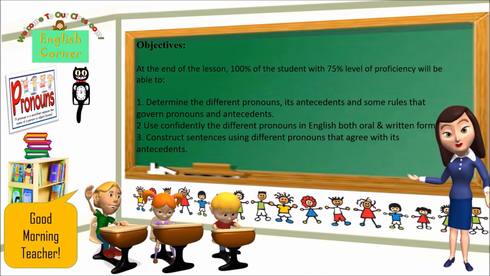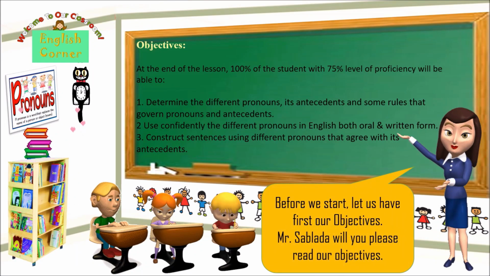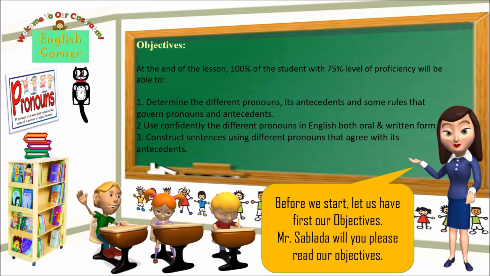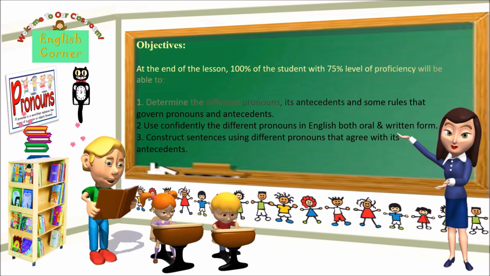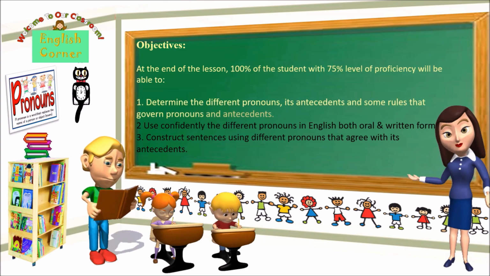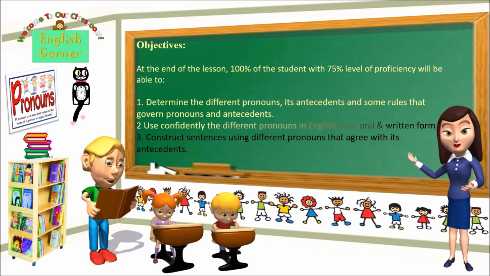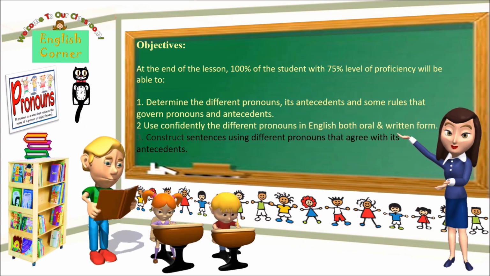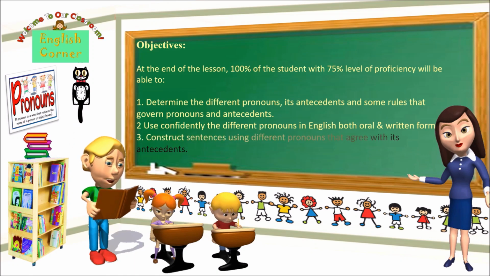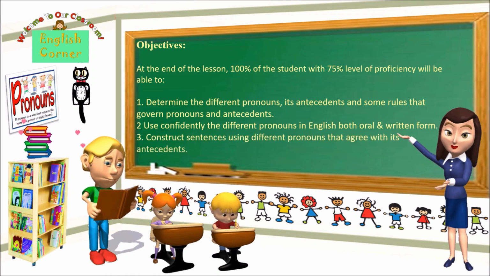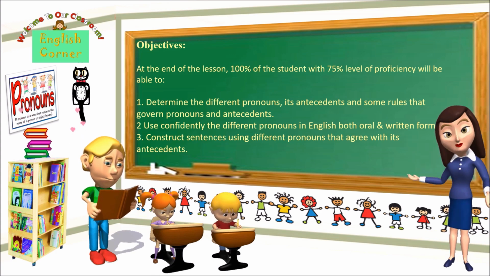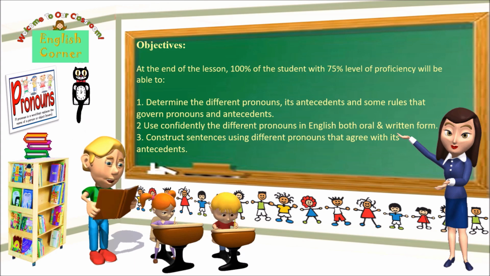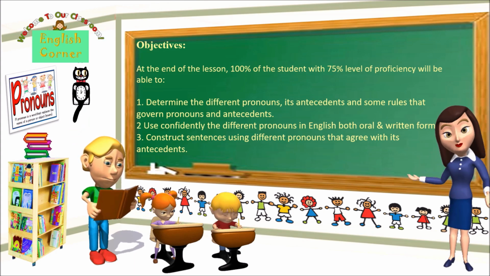Good morning, class. Good morning, teacher. Before we start, let us have first our objectives. Mr. Sablado, will you please read our objectives? Objectives. At the end of the lesson, 100% of the students with 75% level of proficiency will be able to: 1. Determine the different pronouns, its antecedents, and some rules that govern pronouns and antecedents. 2. Use confidently the different pronouns in English, both oral and written form. 3. Construct sentences using different pronouns that agree with its antecedents.